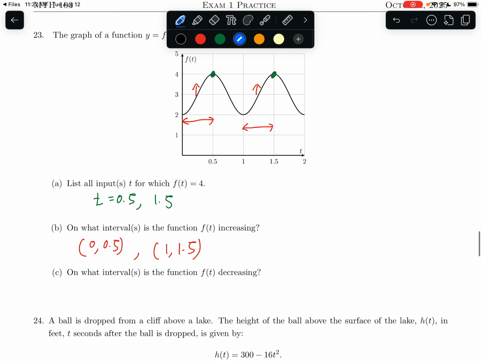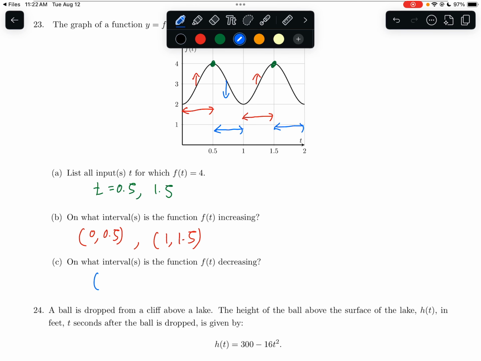Where is it heading down? Where is it decreasing? On this piece, from 0.5 to 1, and from 1.5 to 2. So this would be 0.5 to 1, and 1.5 to 2.